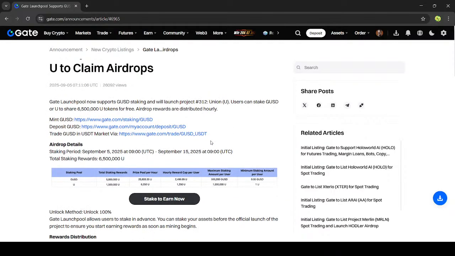So guys, the Gate Launchpool now supports GUSD staking, and users who stake GUSD share 6,000,005 U tokens for the free airdrop, with reward distribution hourly, guys. So mint GUSD and you get staking, guys.